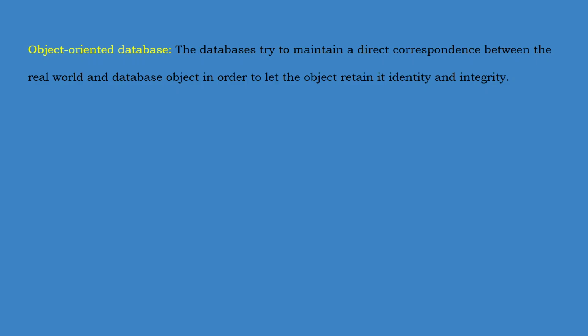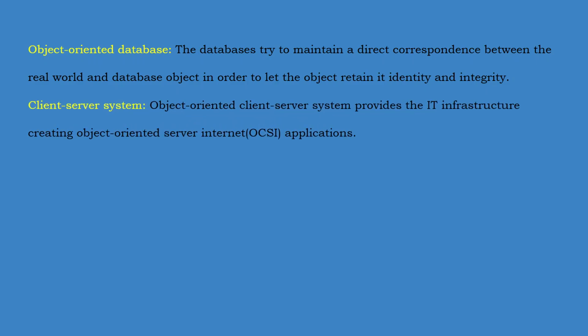In such cases, this object oriented database helps to maintain the direct correspondence between the real world and the database. The objective we obtain is that it lets the object retain its identity and integrity. Identity is the unique working of the system, and integrity means the correctness of the system, how the system works correctly or efficiently on time without any duplication of the work.